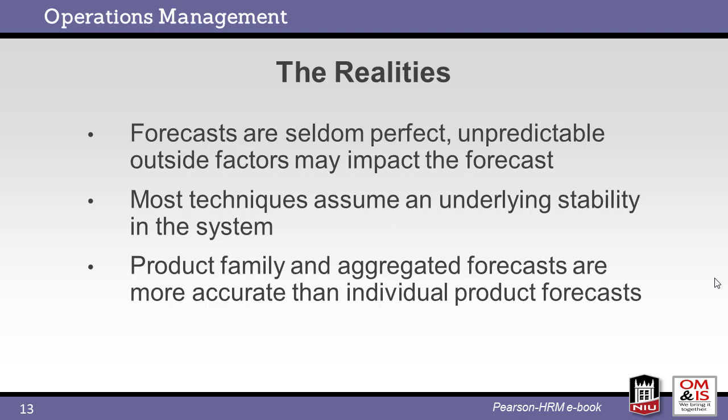Forecasts are estimates and are seldom perfect. Variability may be due to external changes and process instability. By combining or aggregating the forecasting of a product family, the overall forecast will be more accurate than the individual product forecasts.